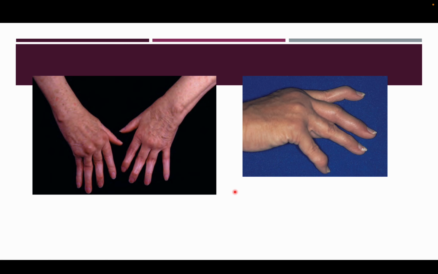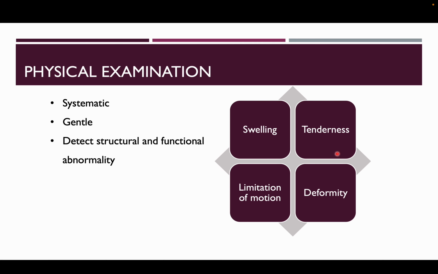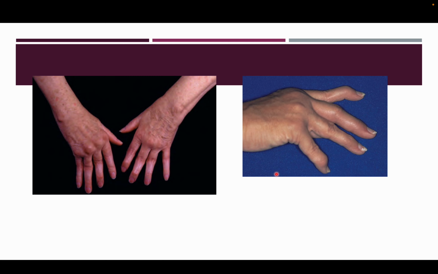Examination: look for swelling, tenderness, limitation, and deformity. Any inflammatory arthritis, any joint examination, this should always be done on all joints. You can see in this case deformities of rheumatoid arthritis. Here swan neck deformity is seen. There is a zigzag deformity where the ulnar drift and radial shift is there. So this is the case of rheumatoid arthritis.